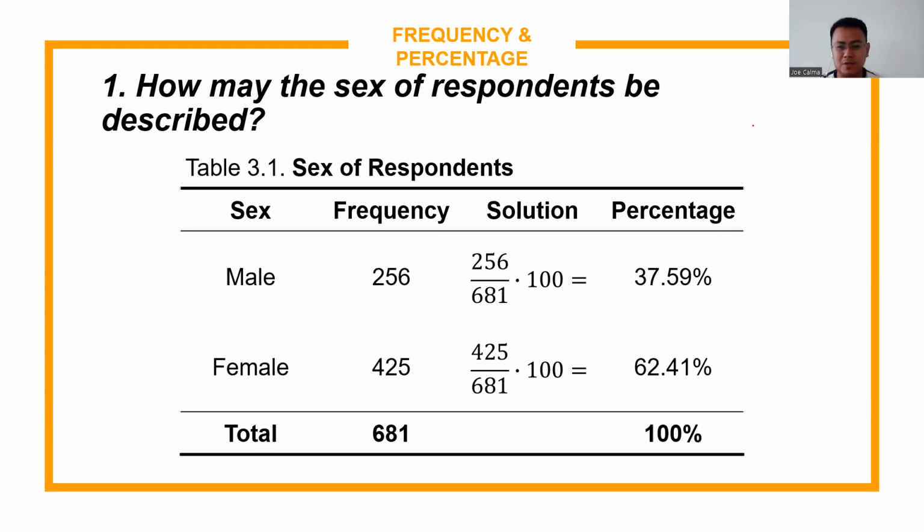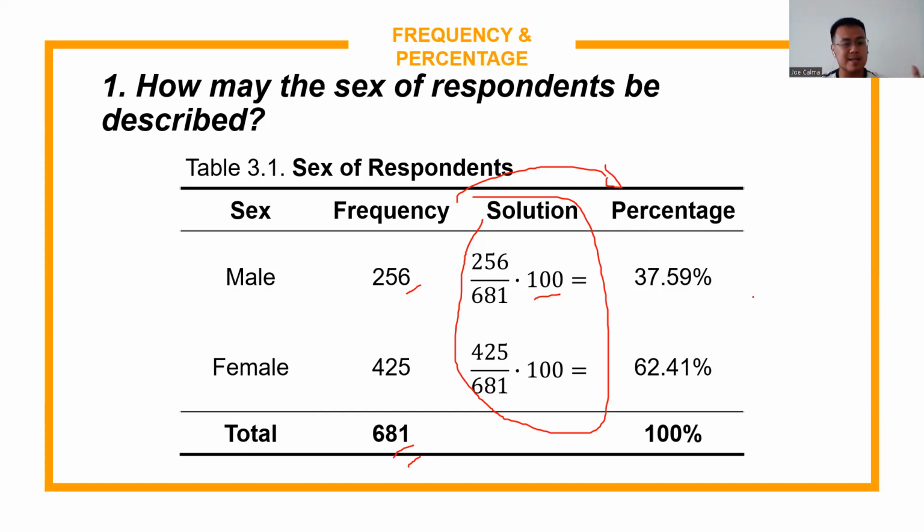Dito pinakita ko lang kung paano mag-convert. This is not part of the statistical table. Pinakikita ko lang kung paano siya mag-convert from frequency to percentage. So, frequency to percentage. So, paano nga ba siya? Ang gagawin mo lang ay i-divide yung individual frequency to the total times 100. So, that's the equivalent percentage of that frequency.